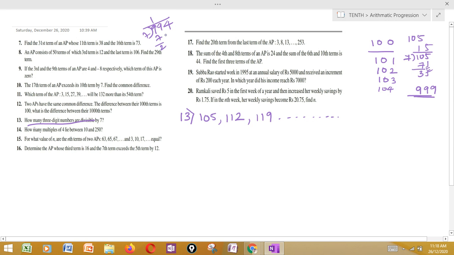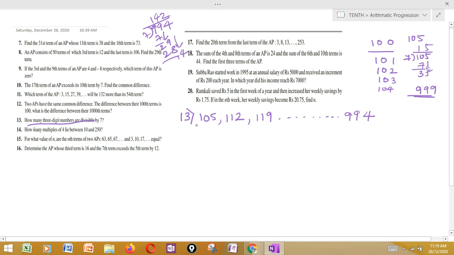7 ones are 7, you are left with 2. Bring down 9: 7 fours are 28, and 1 is left. Then 14, 7 twos are 14. So the last number which is divisible by 7 is 994. The smallest 3-digit number divisible by 7 is 105, and the greatest is 994. He has asked how many 3-digit numbers are divisible by 7, so we need to find the number of terms from 105 to 994.